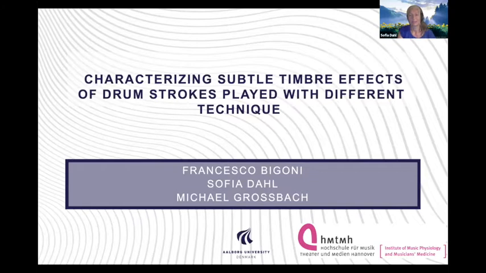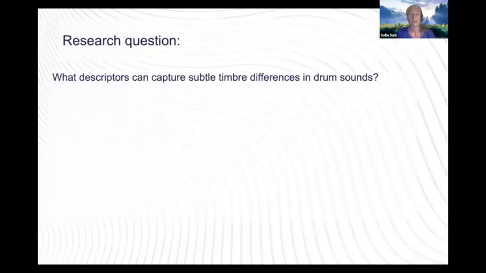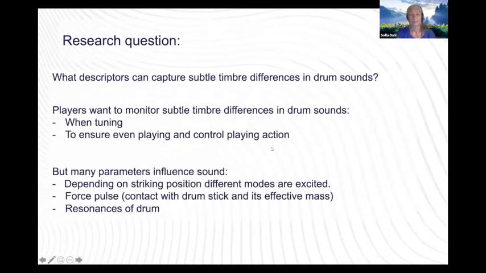I'll just jump directly to the research question, which is: how can we find the descriptors to capture subtle differences in timbre for drum sounds? This may not be relevant to everyone, but at least for drummers, it is something we actually use, for instance, when tuning the drum or monitoring the playing activities so that we play evenly and don't stick out too much.